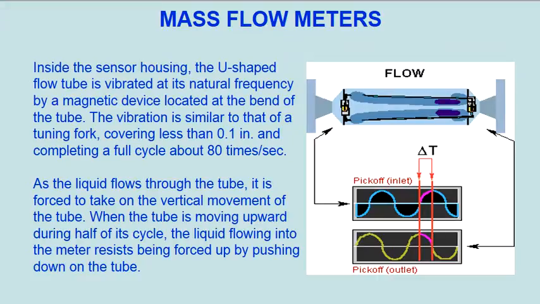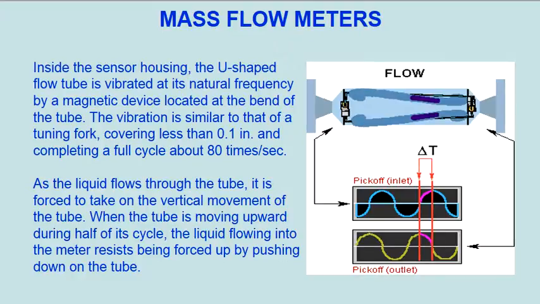Inside the sensor housing, the U-shaped flow tube is vibrated at its natural frequency by a magnetic device located at the bend of the tube. The vibration is similar to that of a tuning fork, covering less than 0.1 inches, and completing a full cycle about 80 times/second.